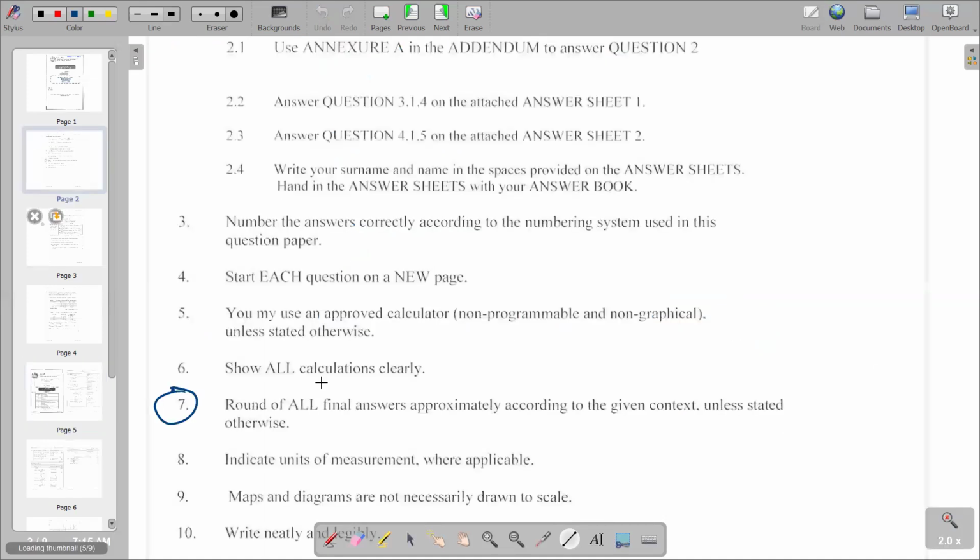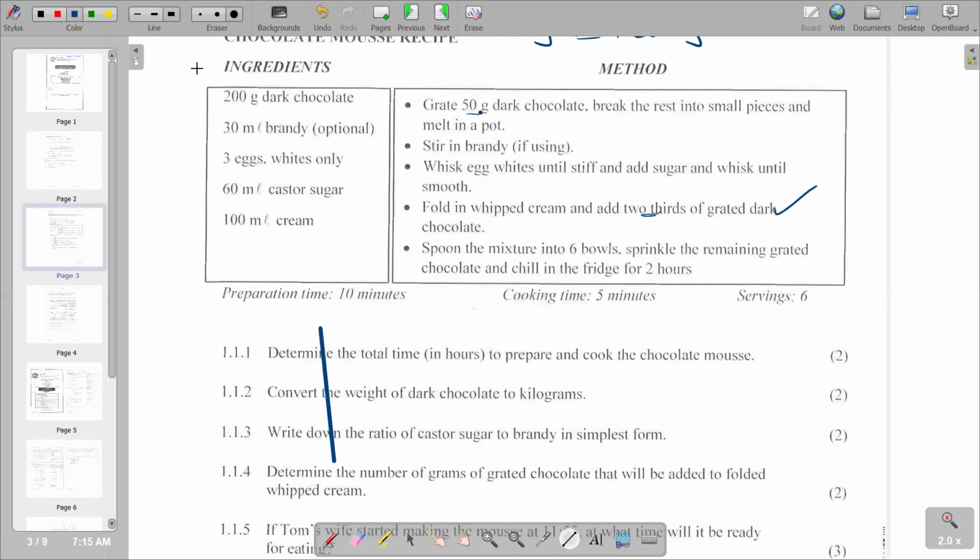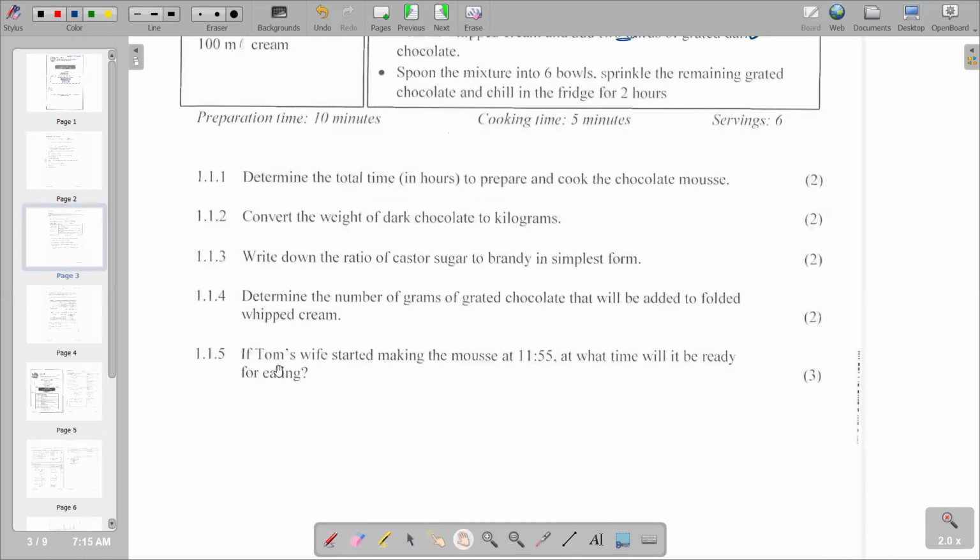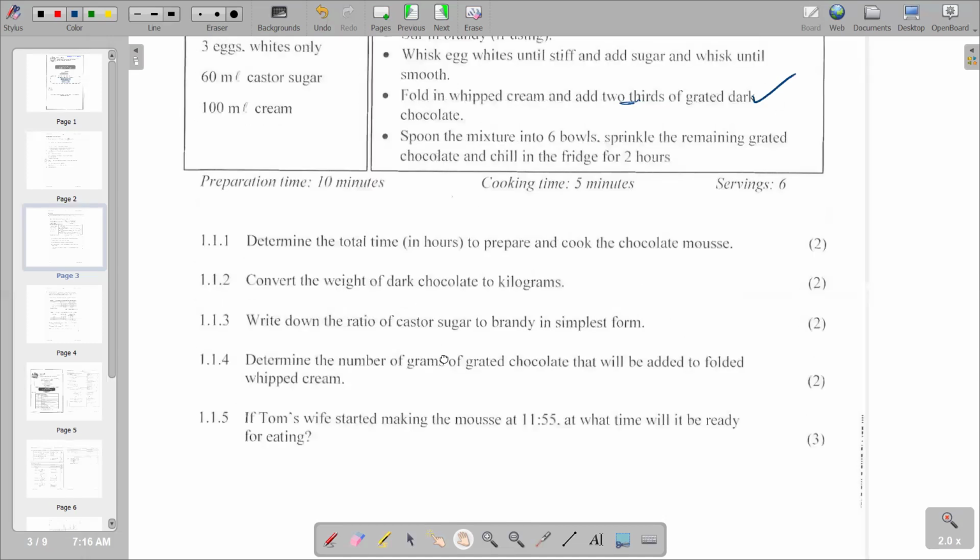Moving on to the next part, which is now 1.1.5. If Tom's wife started making the mousse at 11:55, at what time will it be ready for eating? So we check in terms of the number of hours or minutes required for it to be ready for eating.